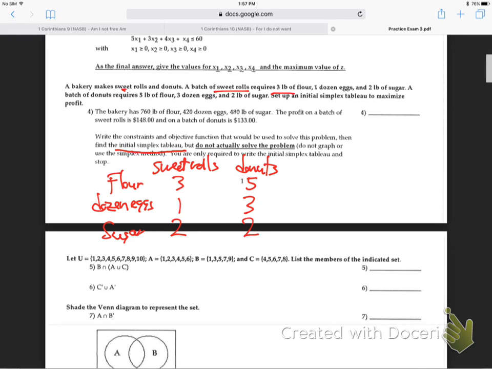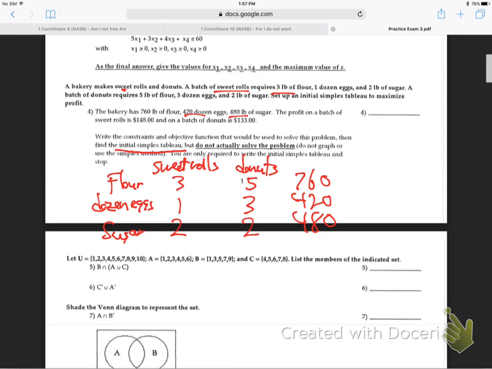The things we're talking about are how many sweet rolls and how many donuts they should make to maximize their profit. So I just follow what it says for flour, eggs, and sugar. Now what do I do with 760 pounds of flour? That's how much flour they have. That goes over here, as the less than or equal to; we're just going to put it in a matrix, so you can put it right there. 760 for flour, 420 dozen eggs, and 480 pounds of sugar.